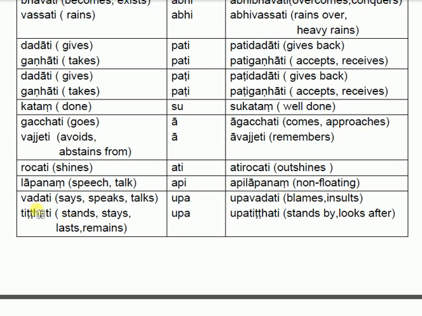Then vadati means says, speaks, talks. Vadati. We add prefix upa, upavadati. Upavadati means blames or insults. And we have the last one, tiṭṭhati. Tiṭṭhati means stands, stays, lasts, or remains. We add upa, then upatiṭṭhati. Upatiṭṭhati means stands by or looks after. Right. These are the prefixes in Pali.